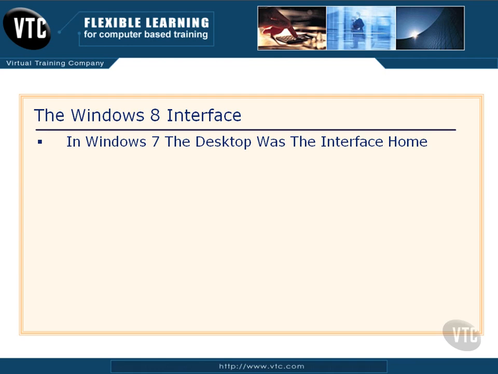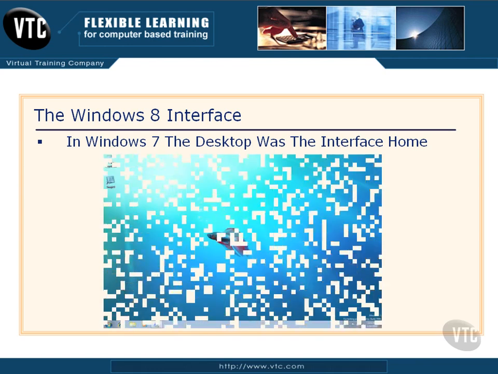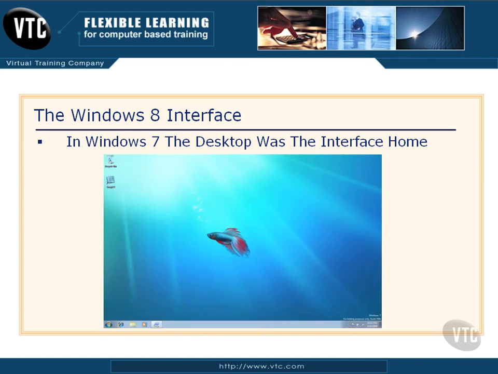In Windows 7, let's do the basics here, and I'm going to show you an animation. This will really help you understand what's going on here. In Windows 7, the desktop was the interface home. When you started up Windows 7, you ended up on the desktop. And if any of you can remember when Windows 7 came out, this was the standard screensaver desktop that Microsoft had. It was one of their packaged deals.